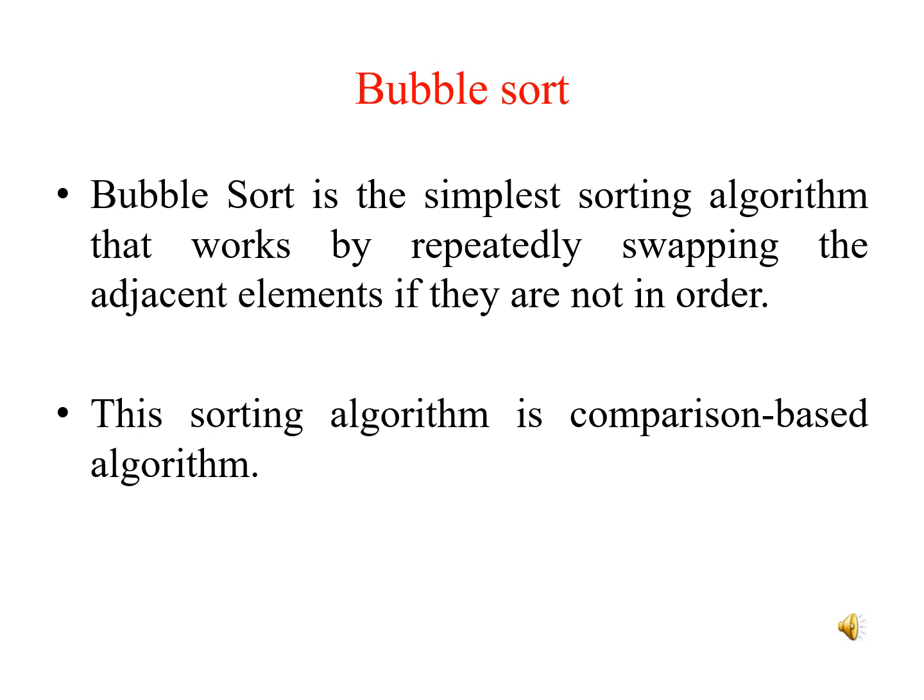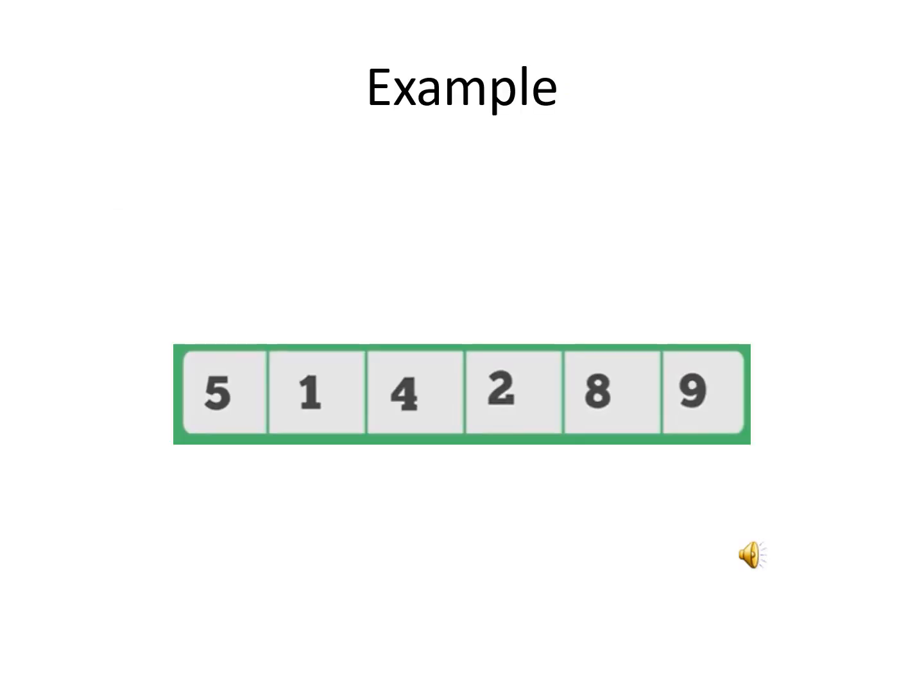Bubble sort is the simplest sorting algorithm that works by repeatedly swapping the adjacent elements if they are not in order. This sorting algorithm is a comparison based algorithm. Example: 5 1 4 2 8 9.